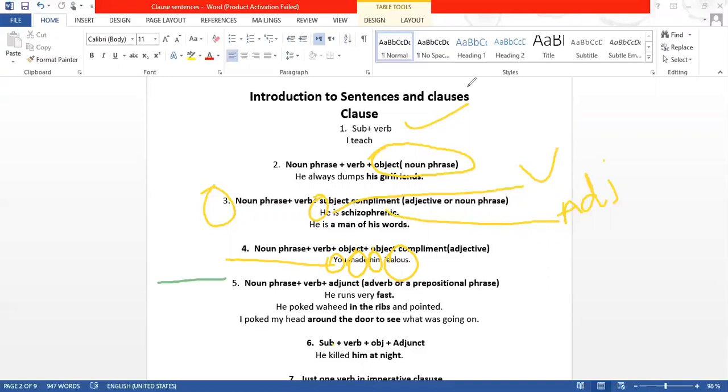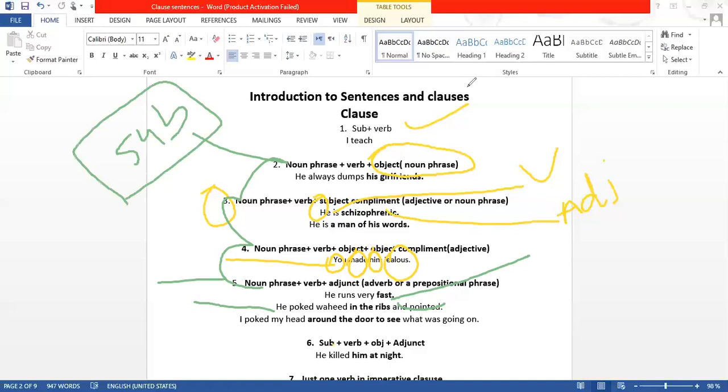Adjunct means that it can be an adverb or it can be a prepositional phrase. So if you see the first one, he runs very fast. So we have the verb run, and then fast is the adverb, and very is also an adverb. Or for example, he poked Waheed in the ribs and pointed. Now remove this pointed because it is another clause. But here we'll just talk about this one clause. So see the formula: he is the subject, the noun, and then all these. This is the subject, remember, right?